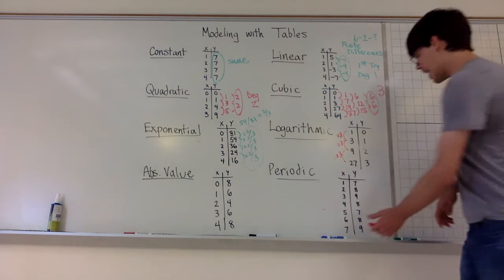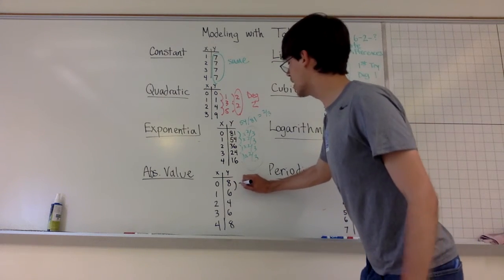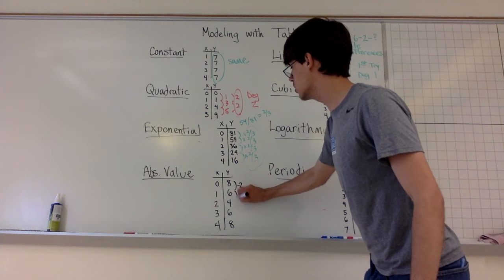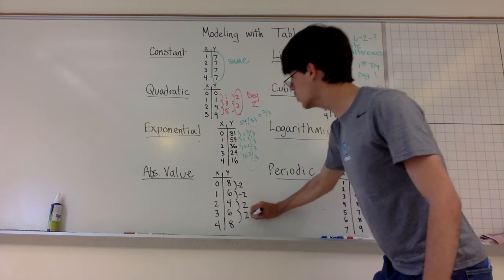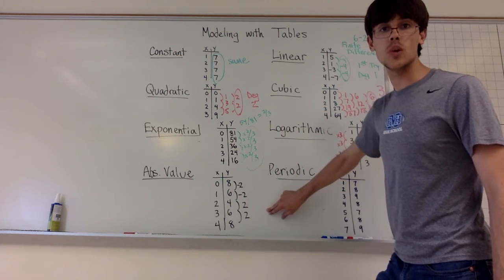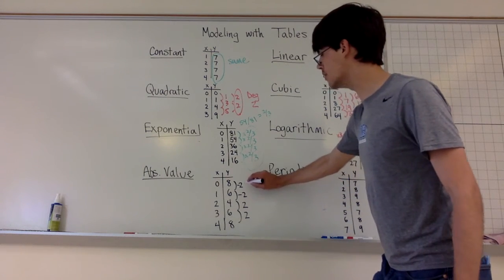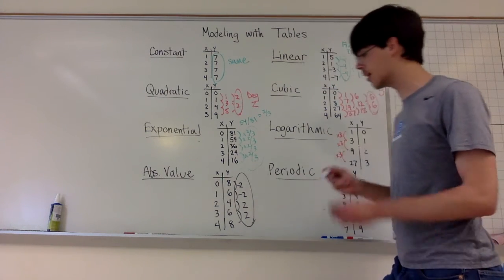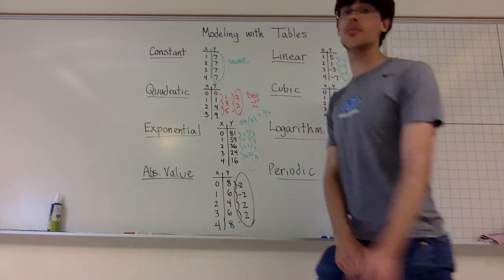Two more on here. Absolute value. You're going to look at the y's, and when you do finite differences, it goes down 2. It goes down 2. Then it switches and it goes up 2, up 2. It's the same number, but it switched directions. That makes it absolute value. So if you have negatives and positives of the same number like that, and it goes from one to the other, that's an absolute value graph.